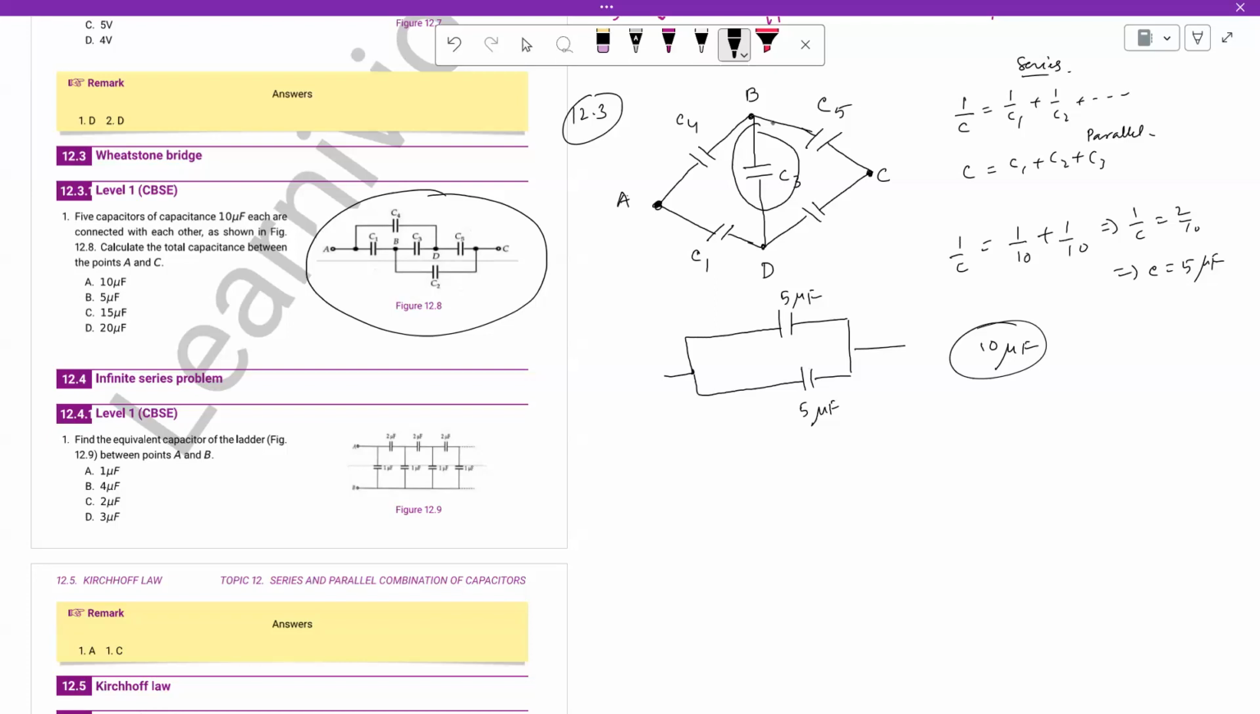So done. Okay, so now let us quickly do this infinite series problem and then a few questions on the dielectric, and then we'll move on to the fourth one.